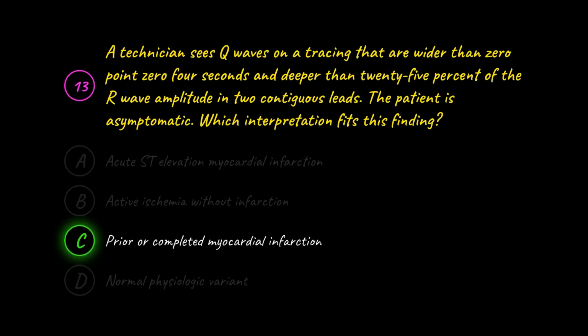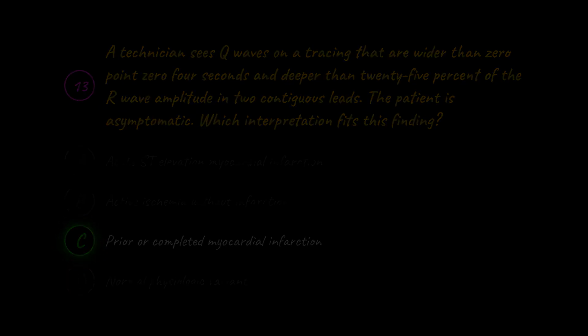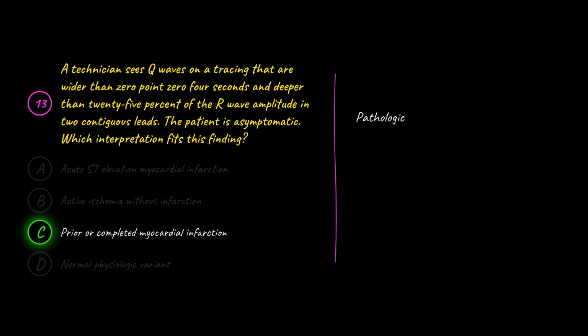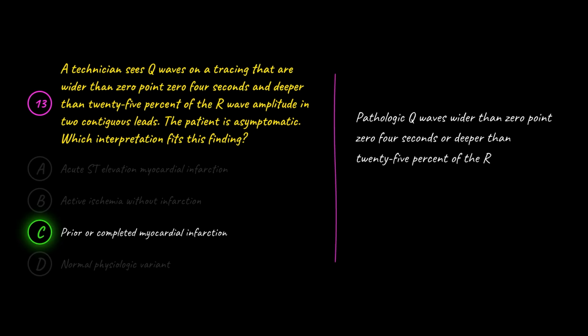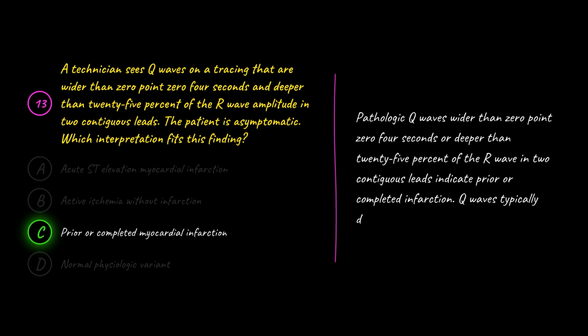The correct answer is C. Prior or completed myocardial infarction. C is correct because pathologic Q waves wider than 0.04 seconds or deeper than 25% of the R wave in 2 contiguous leads indicate prior or completed infarction. Q waves typically develop hours to days after an acute event.